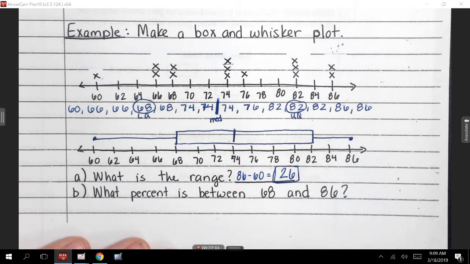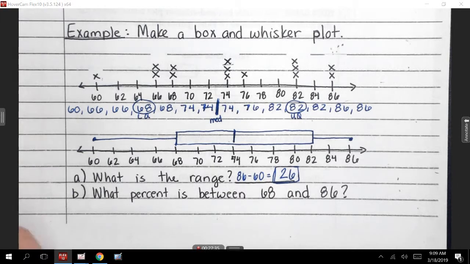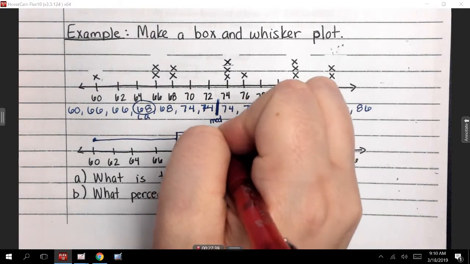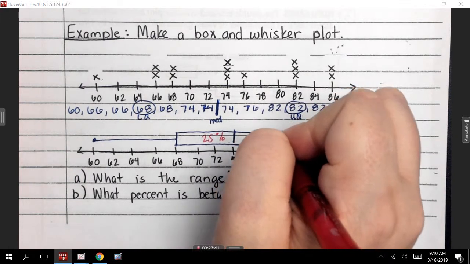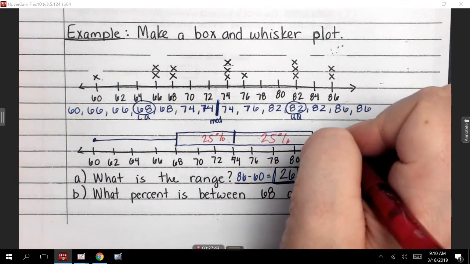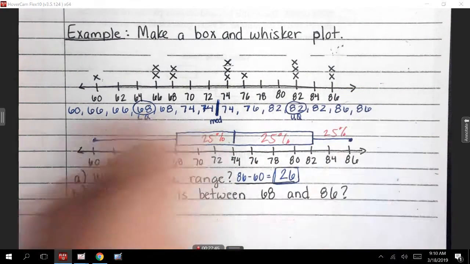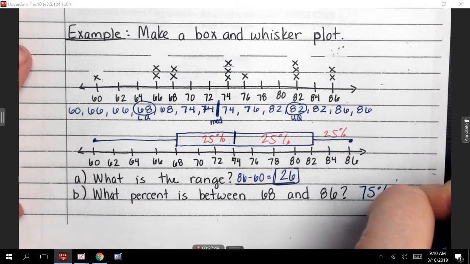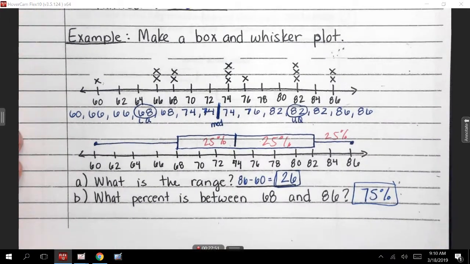Dalton. 75%. So that's where we have 68 to 74. That's 25%. The next box is 25%, and the whisker is 25%. If I put that all together, it gives me what Dalton said, 75%. Are we okay with these 2 questions?